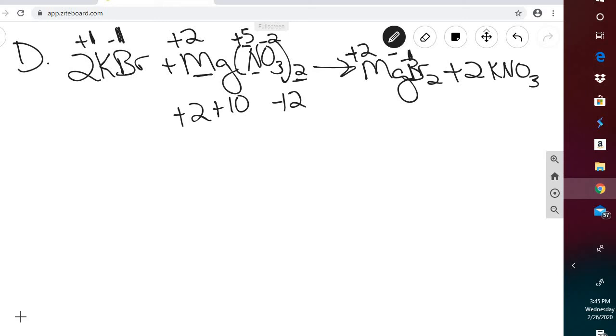Not writing on there very well. And then over here we know the potassium is in column 1, so it's +1. We know that oxygen is -2, so we have -6 and +1. The charge on the whole thing needs to be 0, so the nitrogen must be +5. Okay, so then we look at what happened to each of the elements.